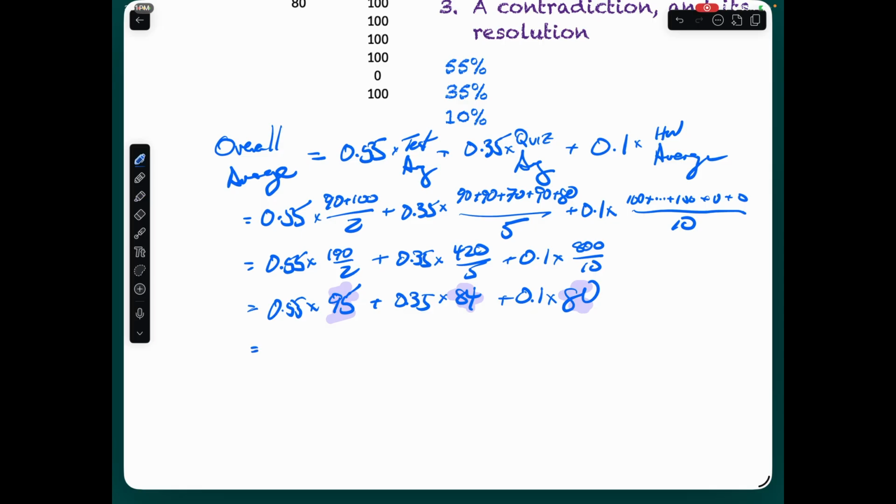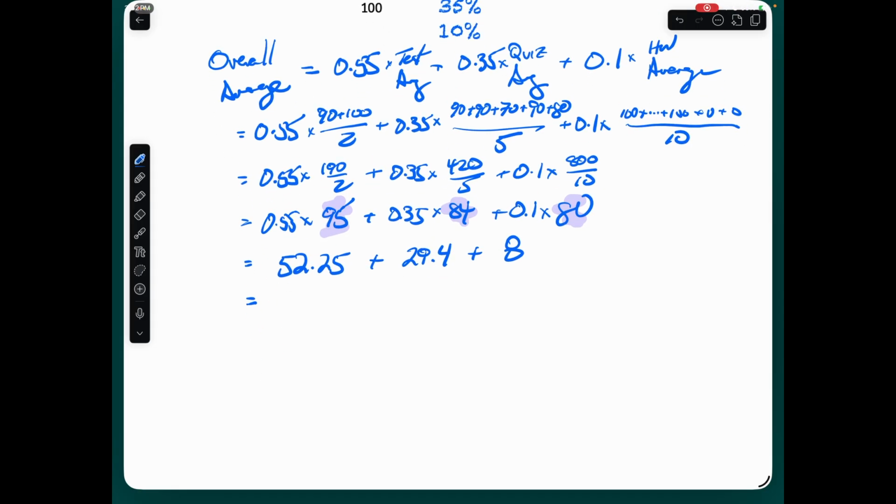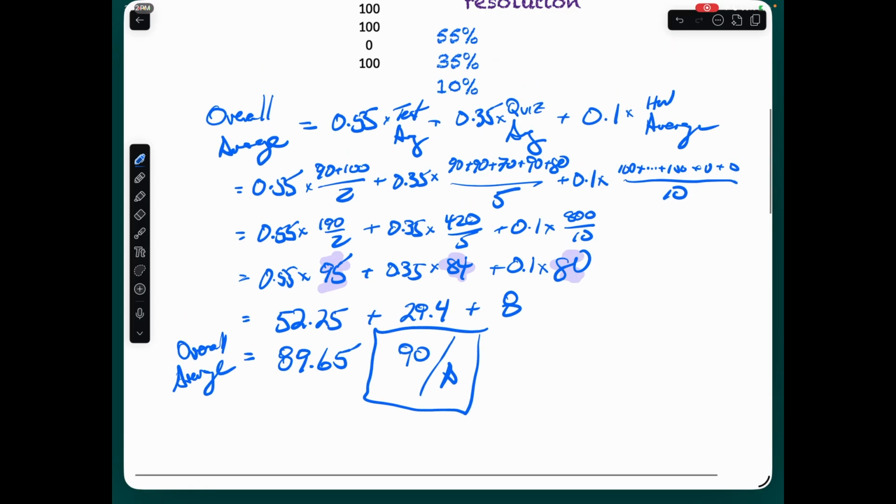Okay, again, calculator work. 0.55 times 95 is 52.25. 0.35 times 84 is 29.4. 0.1 times 80 is 8. If I add those numbers up, I will get 89.65. That is the overall average. And as any kid will tell you, an 89.65 gets rounded up to a 90A. So that is the overall weighted average of this kid.